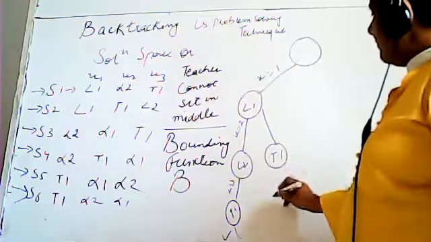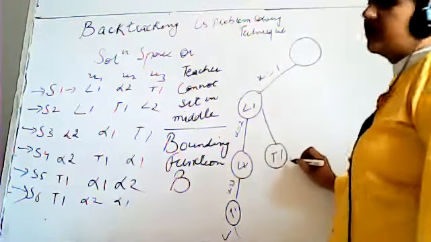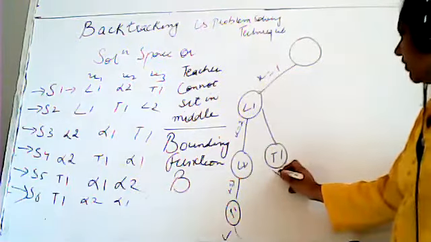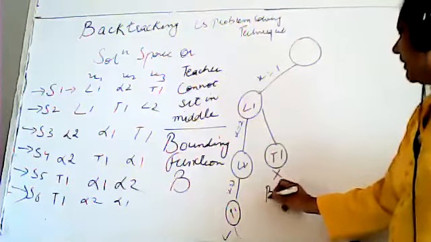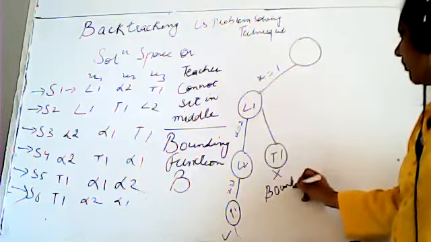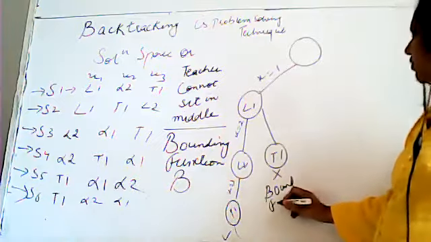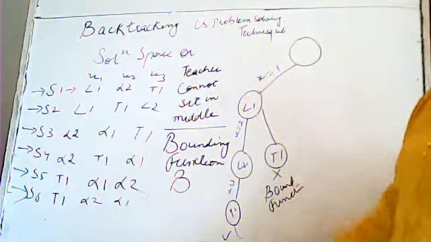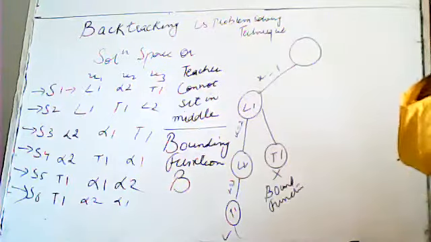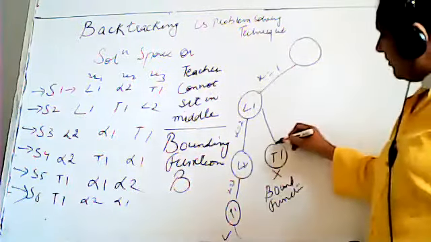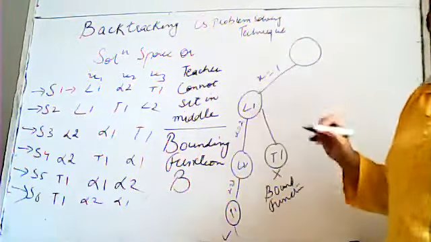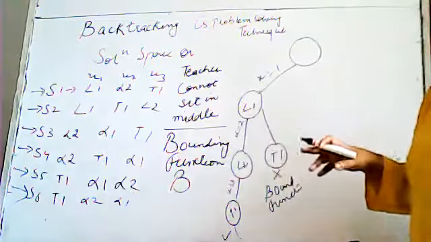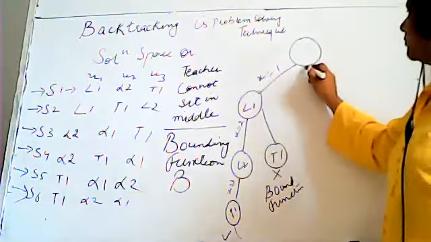Now, if I move to L2, that means teacher 1 will be in the middle of L1 and L2. So it will not allow me to move further. I will be bound by the bounding function. I have to abide by the bounding function, and I will not move further. I will backtrack to my parent node, then I will move to the next node.